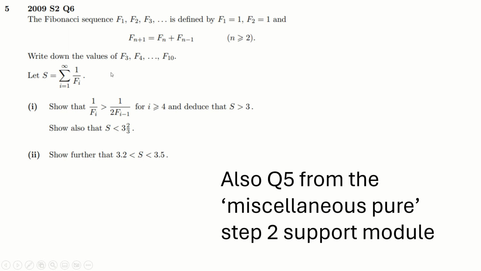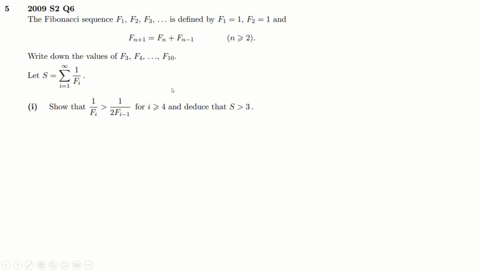A Step 2 question then, 2009, Step 2 question number 6, which is also question 5 from the Miscellaneous Pure Step 2 support module. It's a Fibonacci question, which I hate. I don't like these questions at all, but we'll just do it anyway. I just need to practice them, I think. And we get a free mark for just being able to add stuff up, so that's all good.